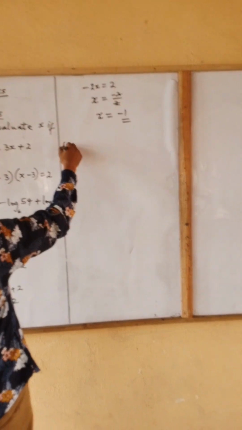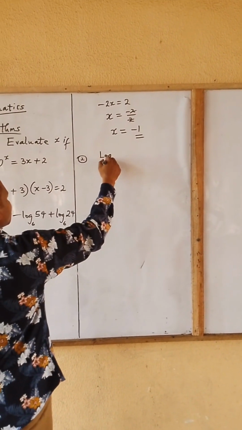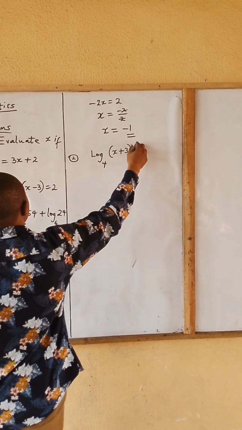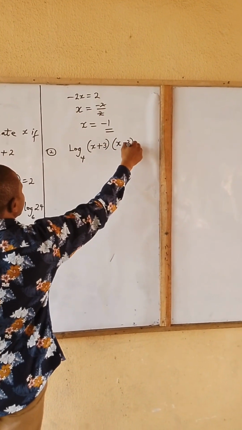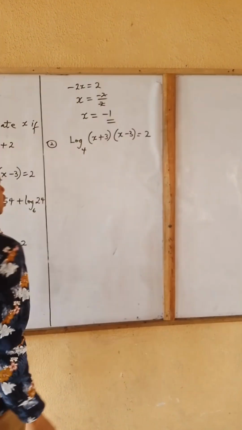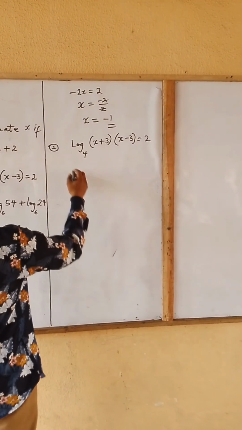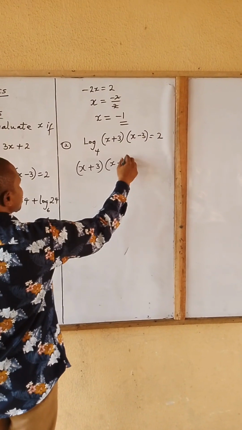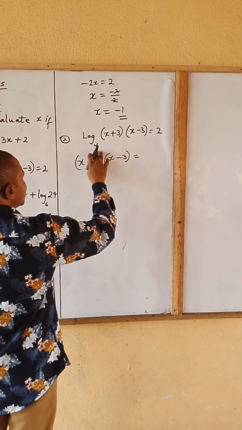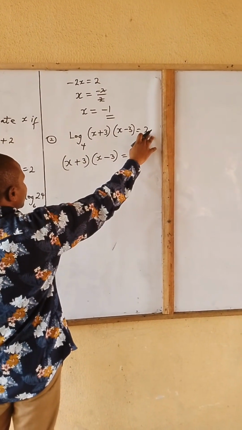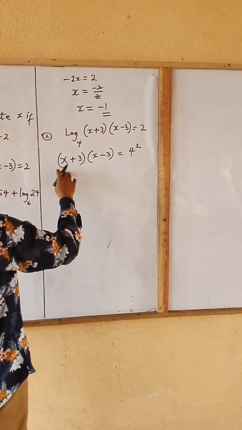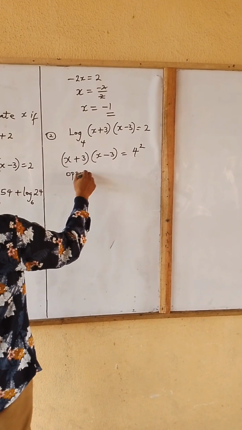Let's solve question 2. We have log base 4 of (x plus 3) in bracket (x minus 3) is equal to 2. According to the law of logarithm, we are going to have (x plus 3) in bracket (x minus 3). Then this base here will be raised to whatever we have here as power. So we are going to have 4 raised to power 2. Then we are going to open the bracket.